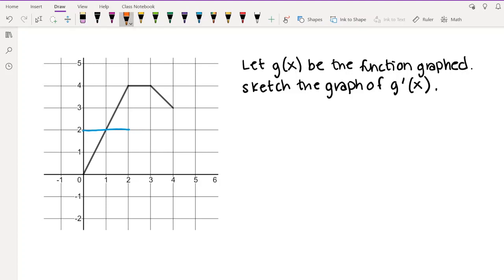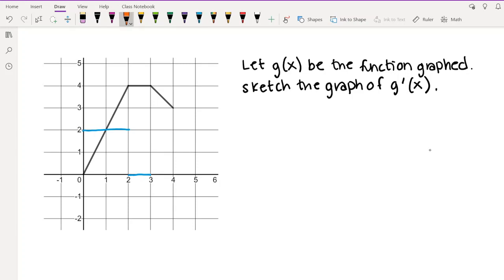So this part of the graph has a slope of 0, right? If the whole graph was just a horizontal line, its derivative would be f prime of x is equal to 0. And so we have to think about, if I were just to tell you to graph h of x equals 0, what would that look like? It would be a horizontal line at a height of 0. So the derivative for the middle part would just be a horizontal line at a height of 0.